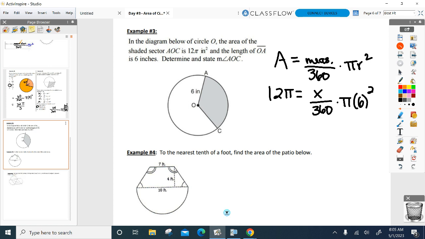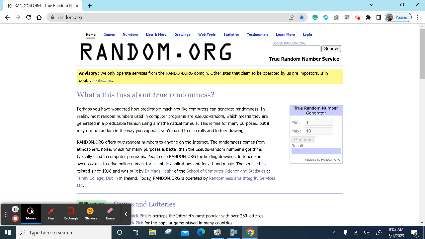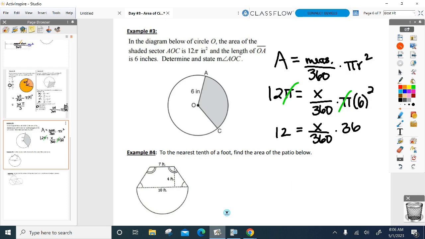All right, right away, notice left side and right side, they both have pi's. Get rid of them because they're going to cancel out eventually, whether you divide them first or at the end of the problem. So they're going to cancel each other out. So now hopefully this is a little bit easier. 12 equals x over 360 times 36. All right, I want to hear from you now. What would your next move be? Because there's a couple moves we could make right now. Because we have to get rid of the 36 and the 360 eventually. What's your move next? Sure, we can multiply both sides by 360 to get rid of it.